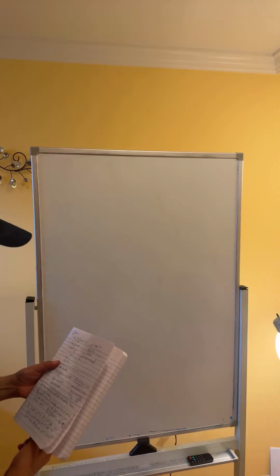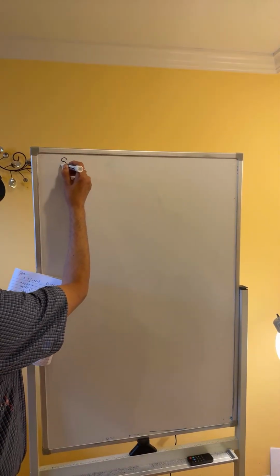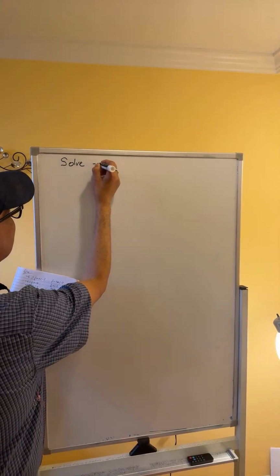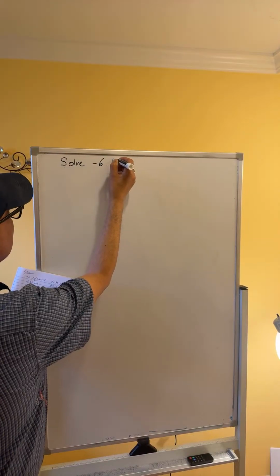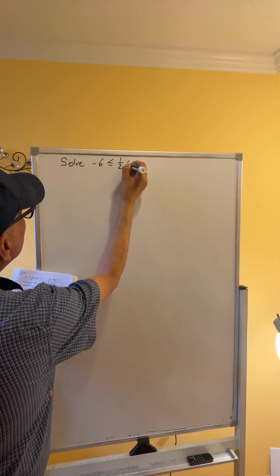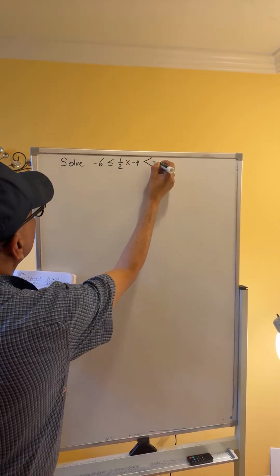Okay. So I'm going to solve some compound inequality problem. What is a compound inequality? As the name implies, it is not simple inequality anymore. So let's take a particular problem. Solve: minus 6 less equal to half x minus 4 less than minus 3.